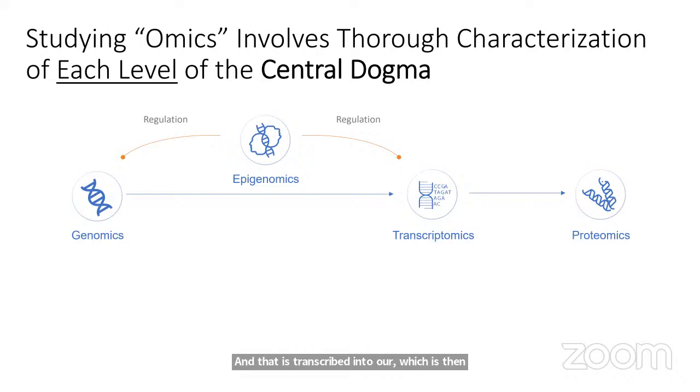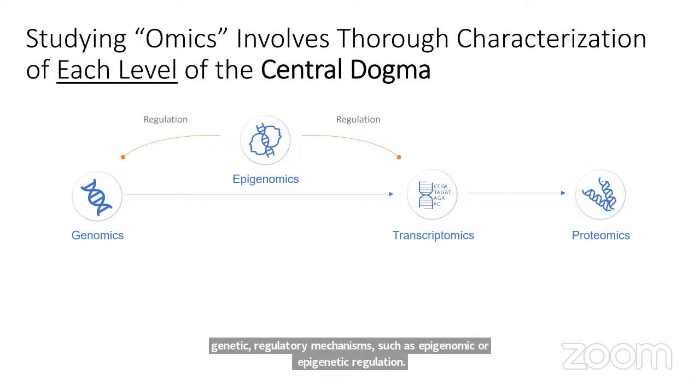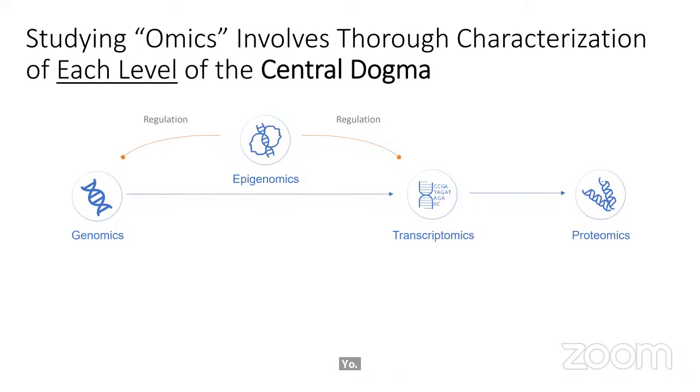Of course, the regulation of how DNA is transcribed is often controlled by non-genetic regulatory mechanisms, such as epigenomic or epigenetic regulation. When we're talking about omics, each layer of the central dogma, the genome, the epigenome, the transcriptome, and the proteome, is considered an ome. And omics is an umbrella term, referring to the study of individual or multiple levels of the central dogma.